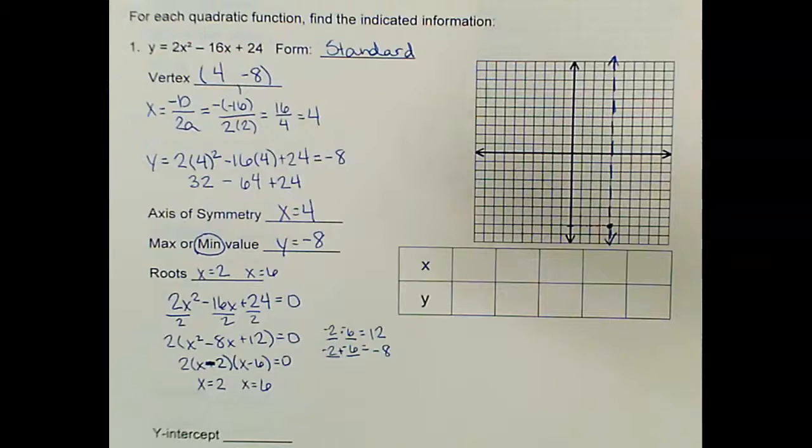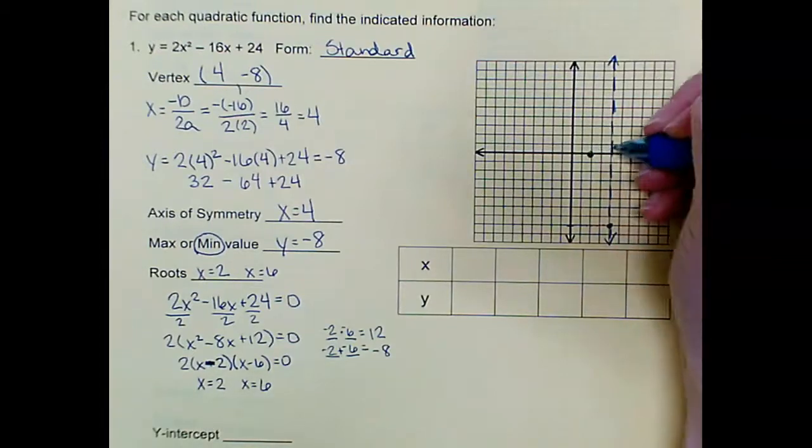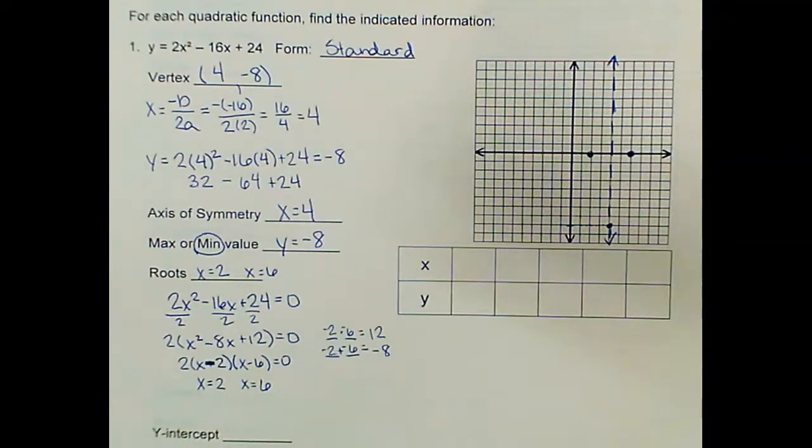And if I plot them, a 2 and a 3, 4, 5, 6, that certainly looks like it would fit because my vertex is down here. The axis of symmetry is right between the two roots. That looks good.